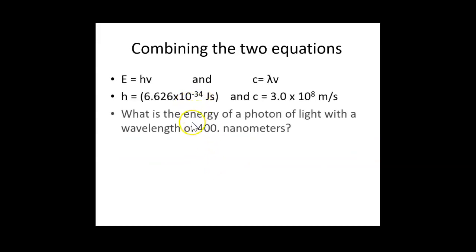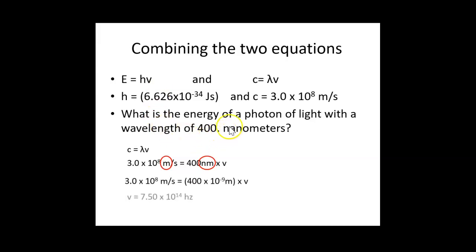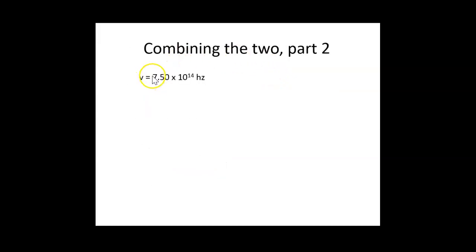What is the energy of a photon of light that has a wavelength of 400 nanometers? Nano is 10 to the negative ninth. Uh-oh, we got a tricky one. I'm given wavelength, lambda, right here. I'm supposed to solve for energy, which is over here. So what you have to do first is solve for frequency. Frequency gives you V, and from that V, you can plug V into your equation over here.